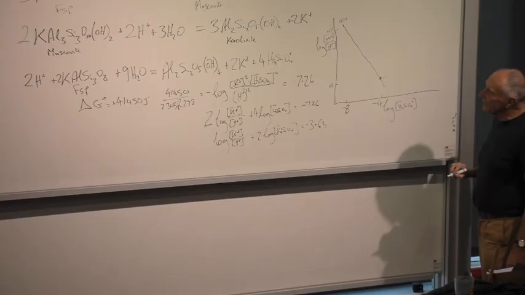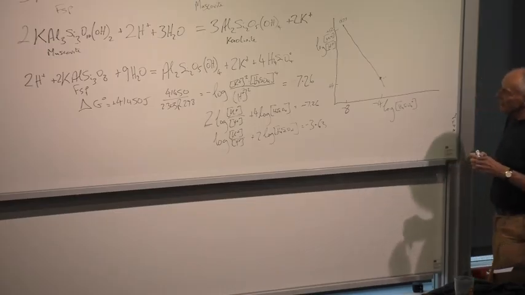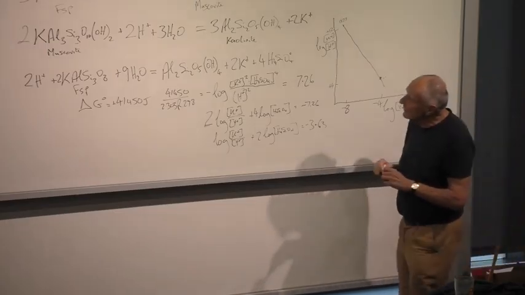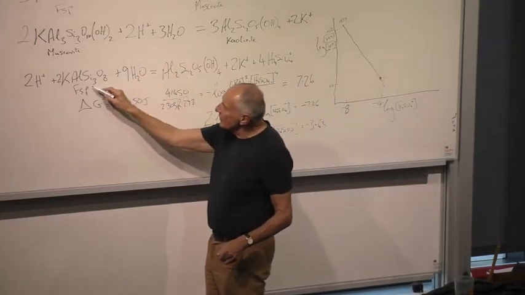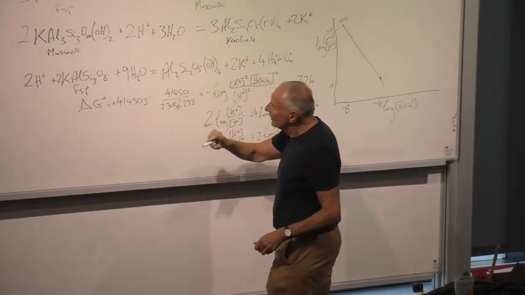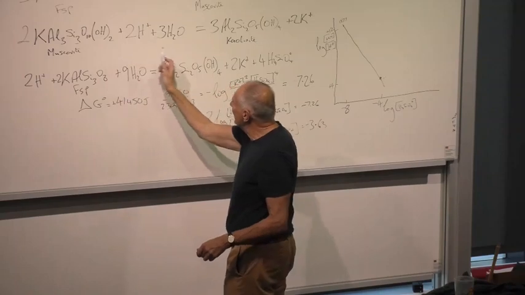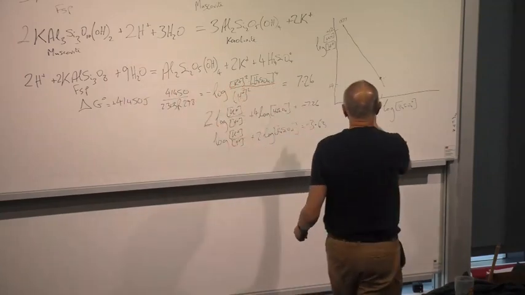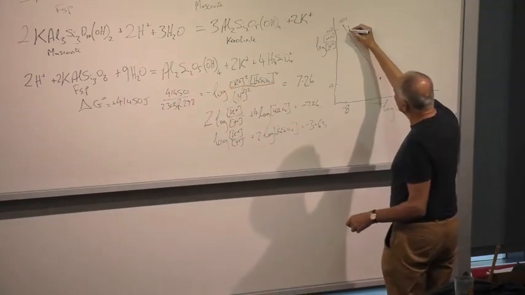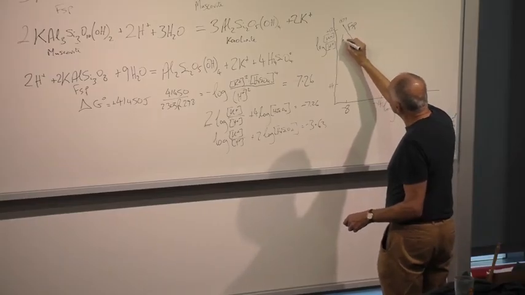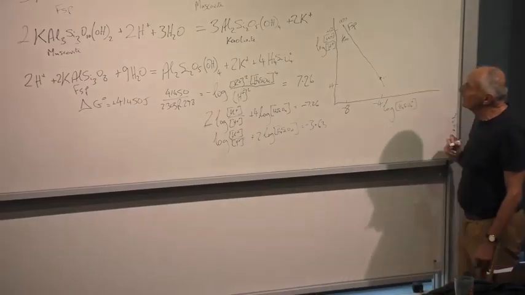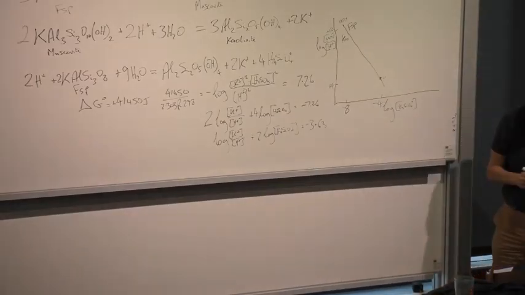So that's the line, and I told you how, using Le Chatelier's principle, if we pump up the potassium content, we drive towards feldspar. We pump up the hydrogen concentration, we drive towards kaolinite. So the feldspar is stable on the high side, and the kaolinite is stable on the low side of that line, low K plus over H plus, or high H plus if you prefer.